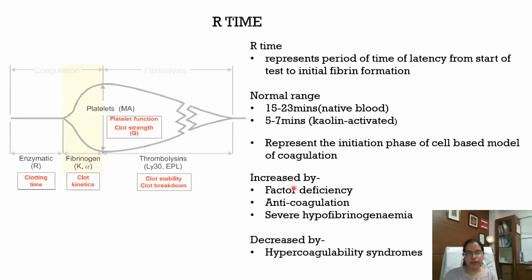So this R time is dependent on clotting factors. So it is increased if there is any clotting factor deficiency, if the patient is on any anticoagulant, or severe hypofibrinogenemia, and it is decreased in a hypercoagulability syndrome when there are too many clotting factors. So R time is less as the clot is forming fast.